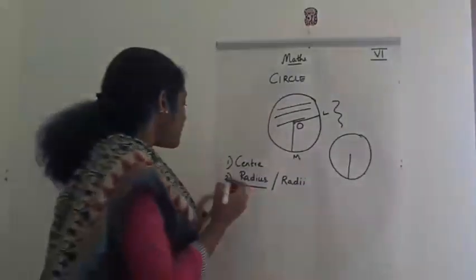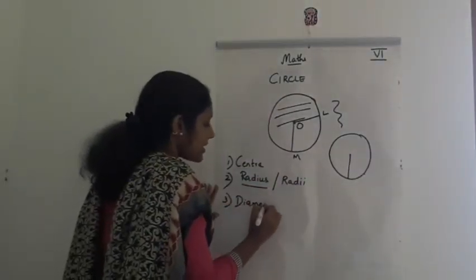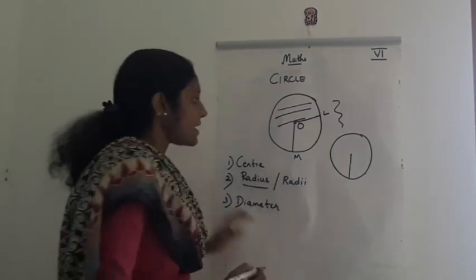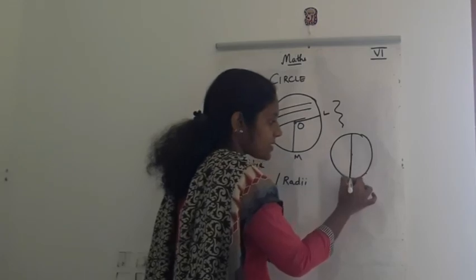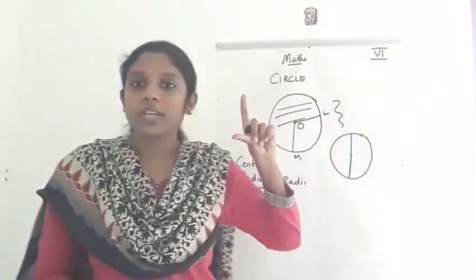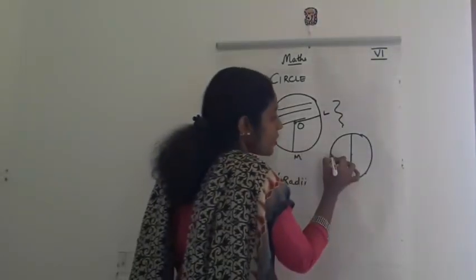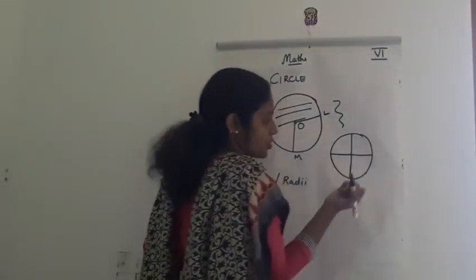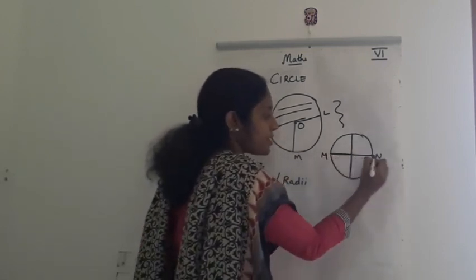Okay. So the next term is diameter. So diameter of the circle is the line segment which passes through the center of the circle. It must join two points on the circle and also pass through the center. So you can draw a diameter like this, which passes through the center and joins these two points. You can name it as MN. So here MN is the diameter of the circle.